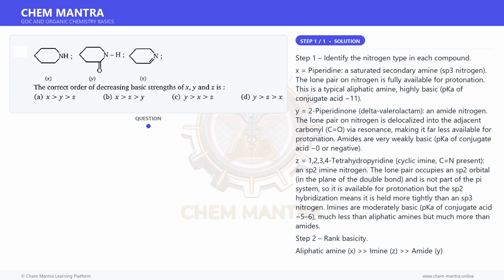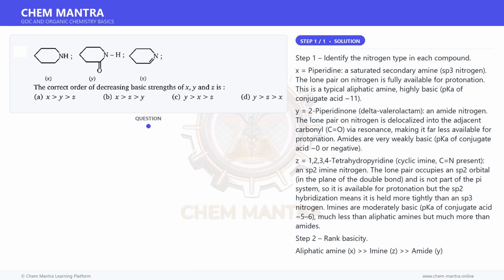Z is 1,2,3,4-tetrahydropyridine, a cyclic imine, C=N, presenting an sp2 imine nitrogen. The lone pair occupies an sp2 orbital in the plane of the double bond and is not part of the pi system, so it is available for protonation, but the sp2 hybridization means it is held more tightly than an sp3 nitrogen. Imines are moderately basic, pKa of conjugate acid approximately 5 to 6, much less than aliphatic amines but much more than amides.